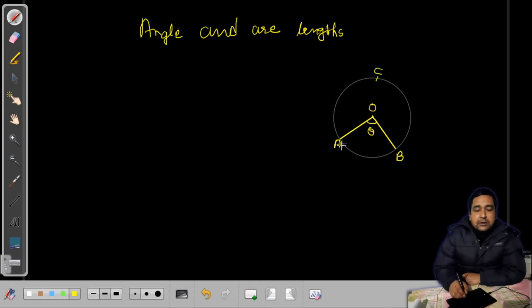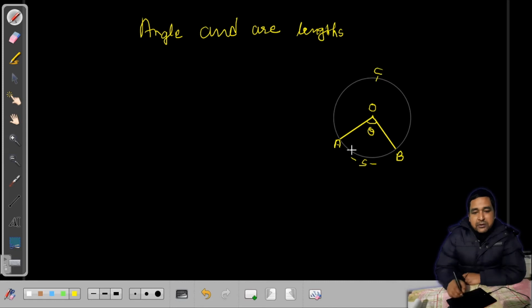See, now arc AB is indicated by S, or L. This arc AB is subtended by this angle, and arc ACB is called the major arc, and this is subtended by 360 minus this angle. Okay, 2 pi minus this, so 360 or 2 pi minus this angle.